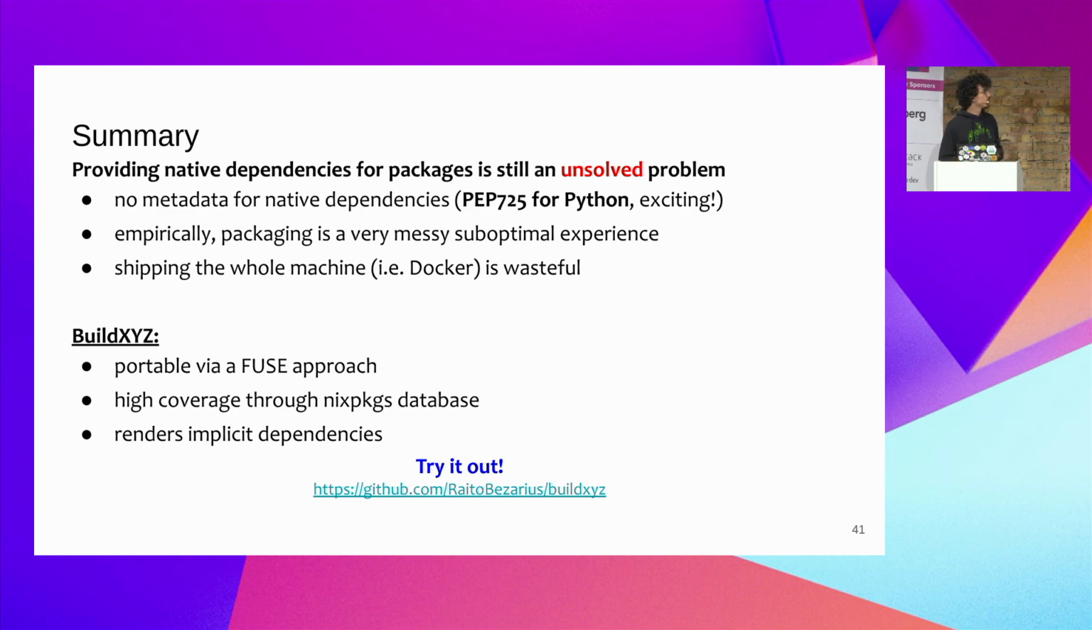We see a lot of wholesale machine behavior being shipped around. It is wasteful. We can probably find solutions to mitigate the wastefulness, but it's not as perfect as trying to address the whole problem. And so BuildXYZ is just a small contribution. It's portable via the FUSE approach. It has high coverage, and it can reveal implicit dependencies. So maybe you can use this to build a data set of all the implicit dependencies of all packages in a package registry. I've been trying that, and it has some improvements to do to get there. But this is pretty much it.